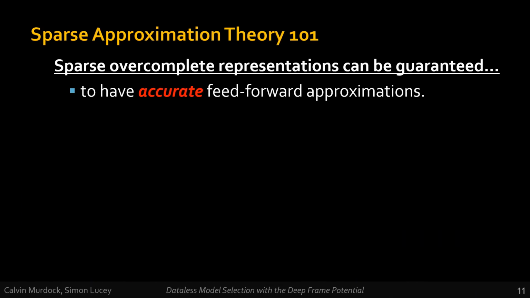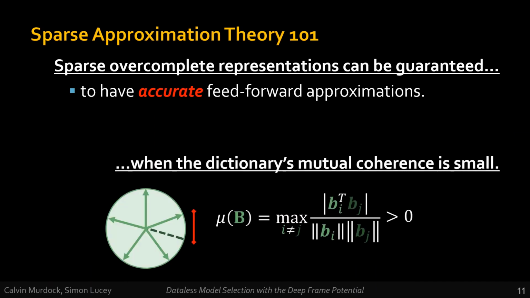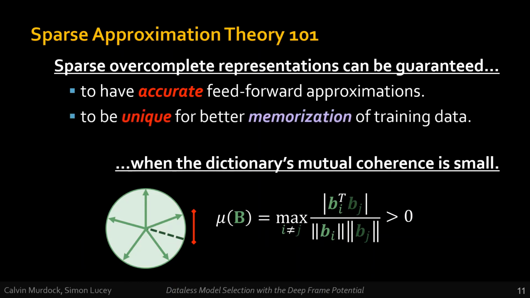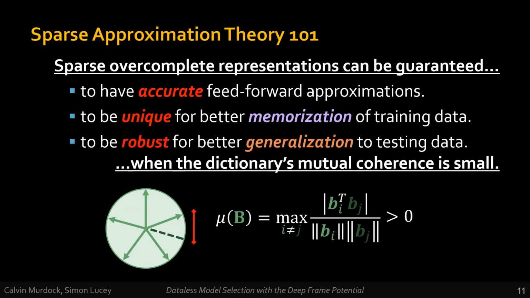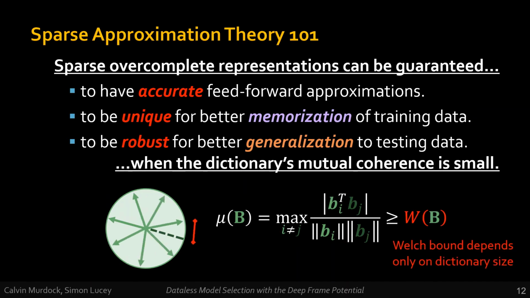It turns out that this feed-forward approximation is accurate when the dictionary has small mutual coherence, which essentially measures how far it is from being orthogonal. In addition, this also guarantees uniqueness for better memorization of training data and robustness for better generalization to testing data. As the number of dictionary atoms increases, they must be packed closer together. With more parameters, the minimum achievable mutual coherence increases, and so generalization performance worsens.